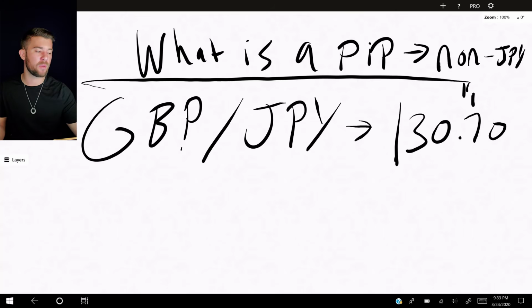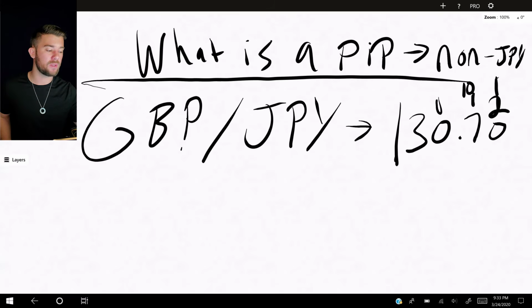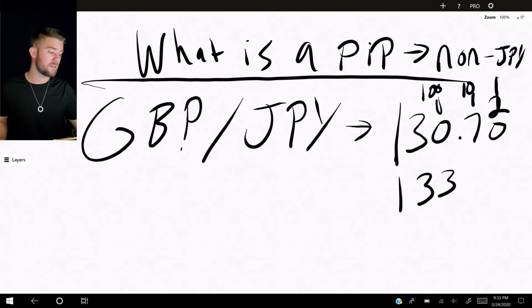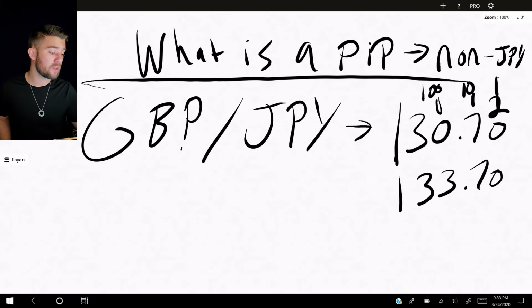This is our tens, remember? And then this, our second decimal, right? This is decimal 2, is going to be 1 pip. So if this is 0 on the 130, our 0 is going to be 100 pips. So if this market goes to 133.70, what do we have? How much of a move did we have in the pound yen? We had a 300 pip move, a plus 300 pip move.